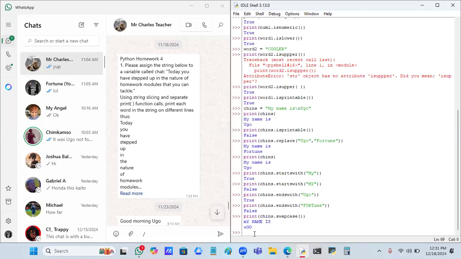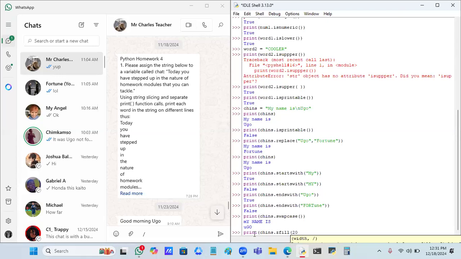So let's do it for these chains. This is how you call it: print chains dot zfill. Now that zfill takes in an argument. So open your parentheses and we're going to say, hold on, let me count. 1, 2, 3, 4, 5, 6, 7, 8, 9, 10, 11, 12, 13, 14. Okay, so let's put 20. Put 20 there.